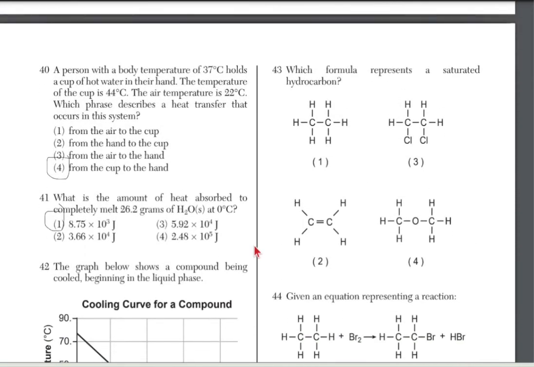Which formula represents a saturated hydrocarbon? A saturated hydrocarbon only has single bonds, so we can eliminate 2. Then we should eliminate 3 and 4 because they are not drawn correctly. Oxygen and chlorine do not have 8 electrons around them to complete their outer shell.